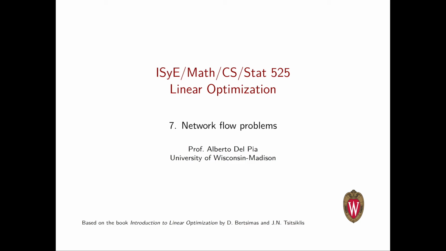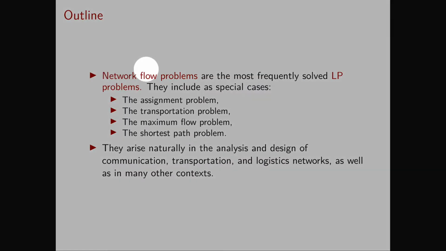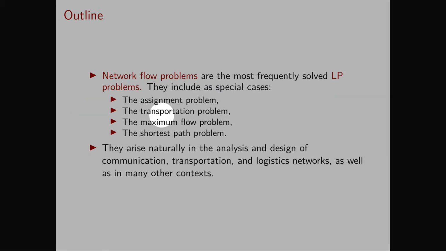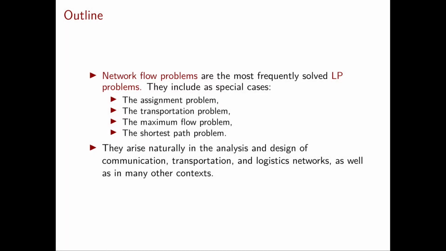In this video, we started chapter 7 of our textbook, where we study network flow problems. Network flow problems are a special type of linear programming problems. Some special cases are the assignment problem, the transportation problem, the maximum flow problem, and the shortest path problem. We have already seen at the beginning of the course the assignment problem. And in this chapter, we will also discuss these other three types of network flow problems that I just mentioned.